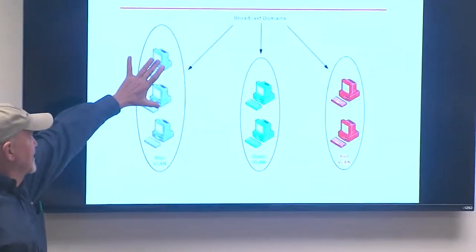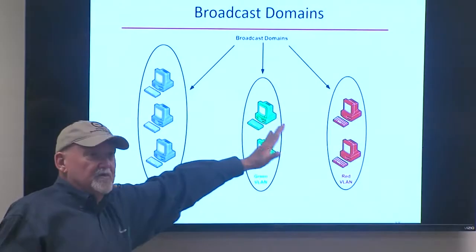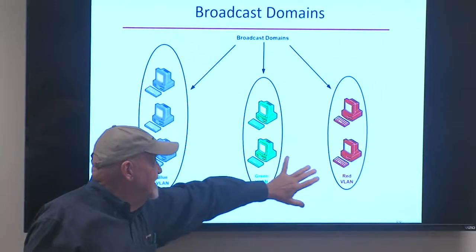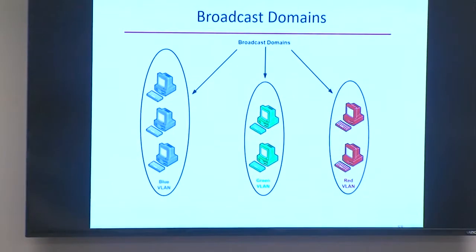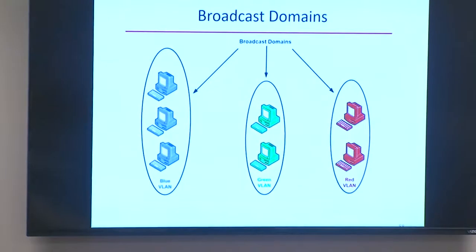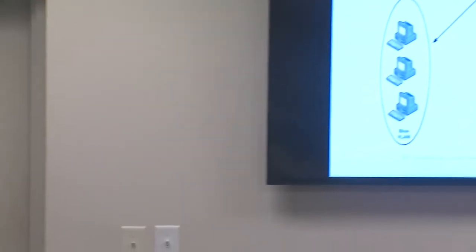That network is considered a broadcast domain. In other words, a broadcast from this host will be heard by these 2 hosts, but it will go no further. Nobody over in this VLAN or the other one will hear that. And there, of course, as we've said, there's no connectivity between those networks.